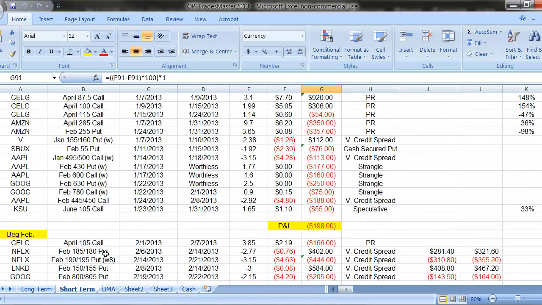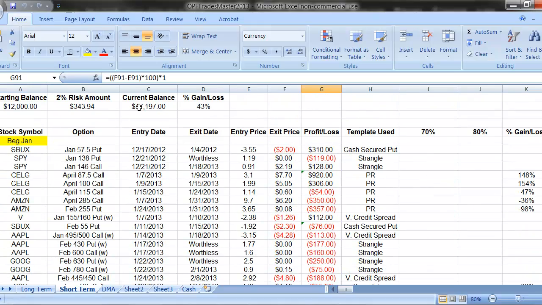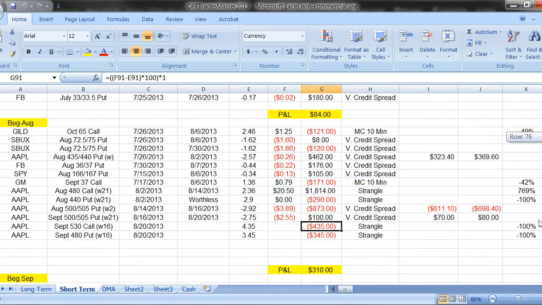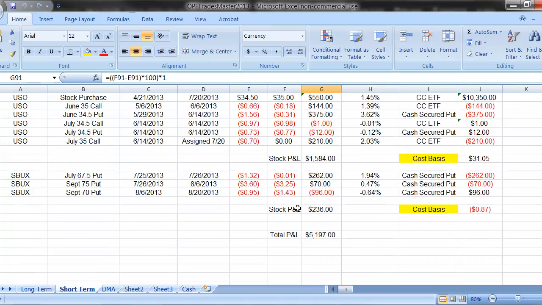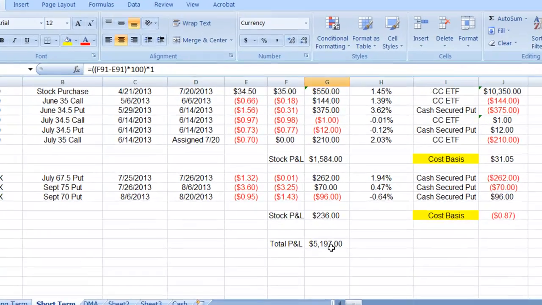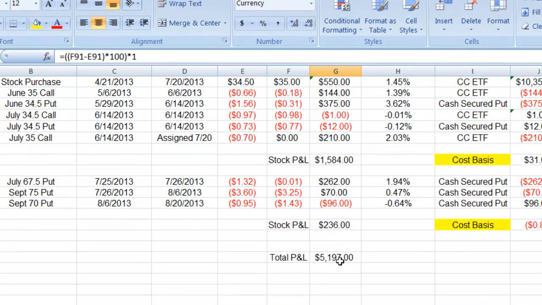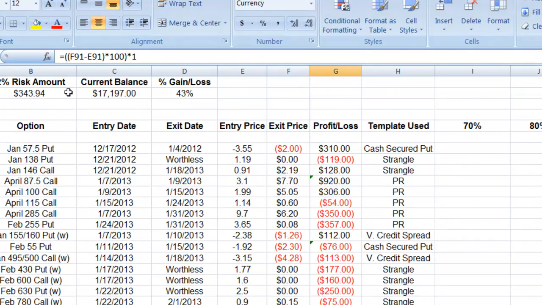So short-term account, let's scroll to the bottom here and I can show you. I've made a profit of close to $5,000 in this account this year. So I can pretty much look at where the account balance is now, 17,000. How much of that do I want to put to work? Roughly 90% I'll put to work as far as cash.